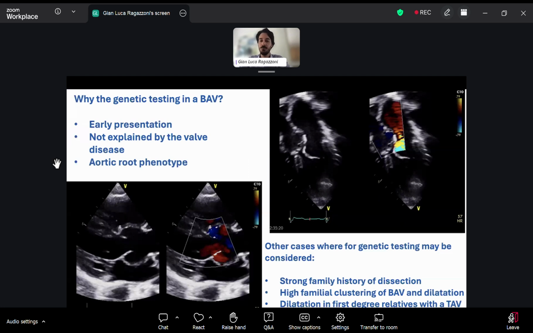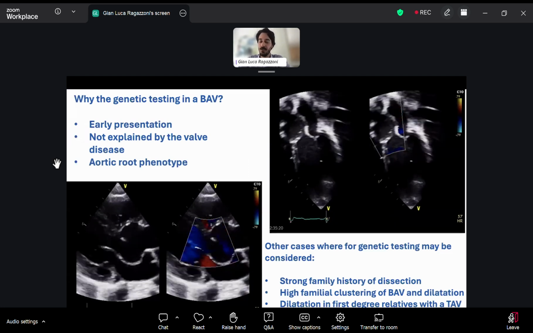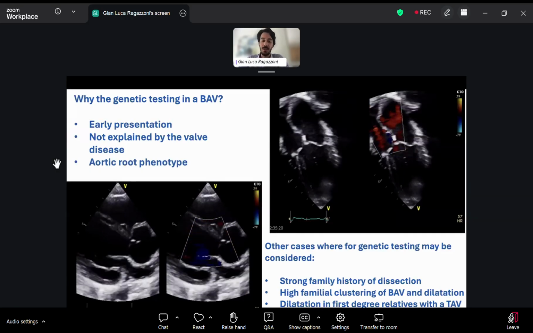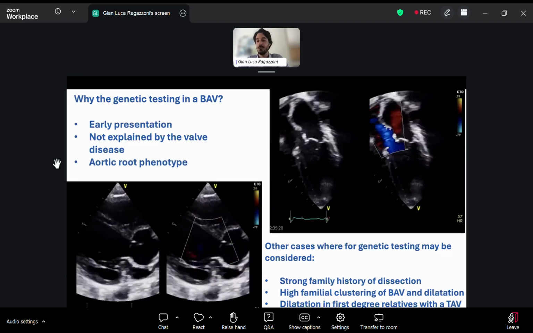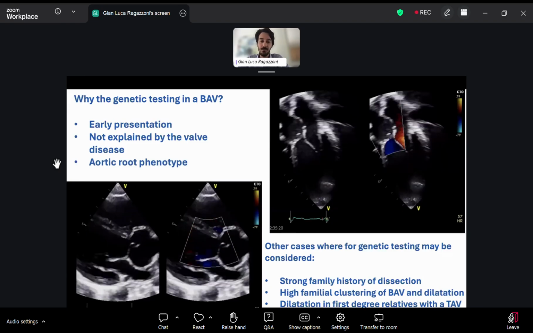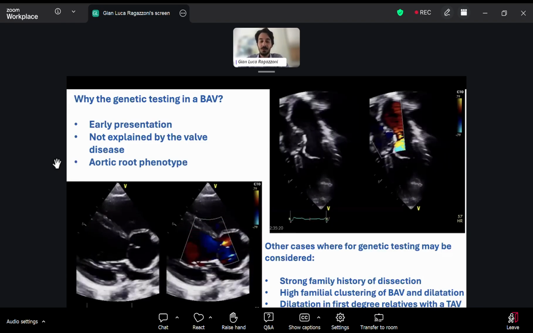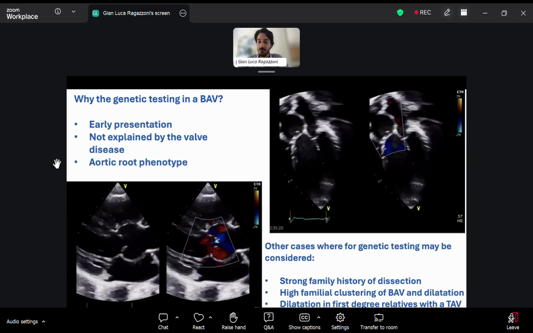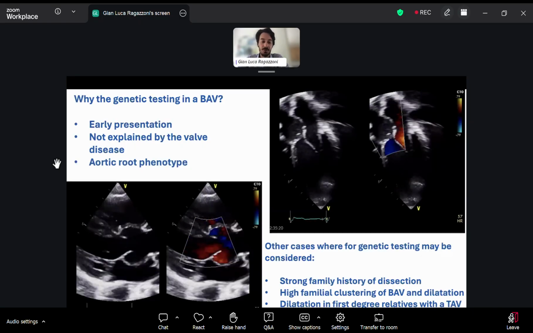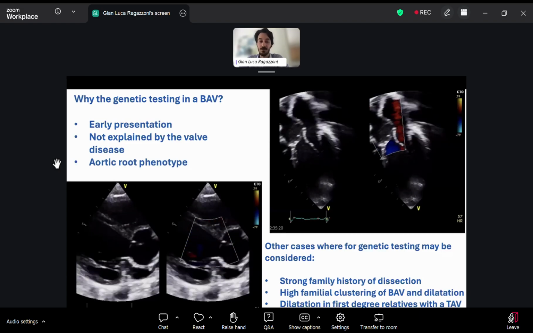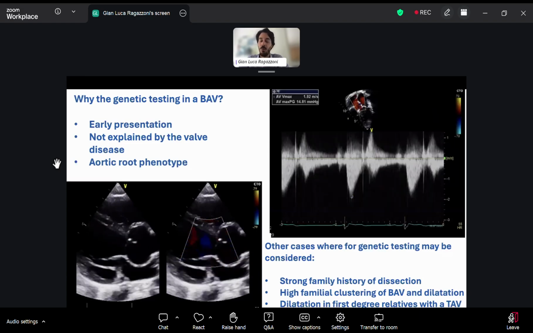Now, you may ask, why did you do genetic testing? Of course, we're normally told that in bicuspid aortic valve patients, we shouldn't be doing genetic testing. Well, yes, you'd be correct. But in some cases, genetic testing should be considered. For example, in this patient, we had an early presentation, and the dilatation was not explained by the degree of the valve disease. As a matter of fact, you can see here from the echo images, there was almost no regurgitation, and when we look at the gradient, there was no stenosis, but we have quite a bit of aortic dilatation.